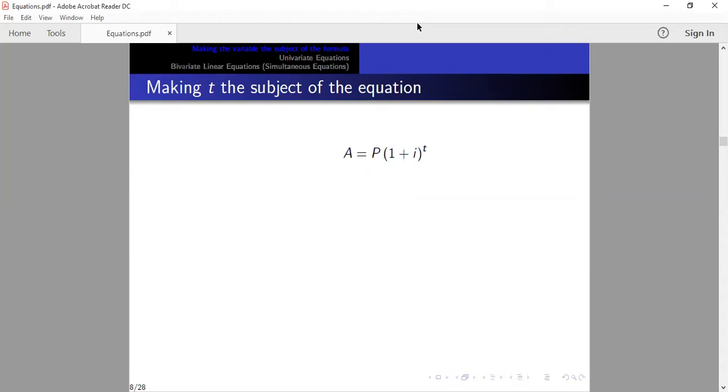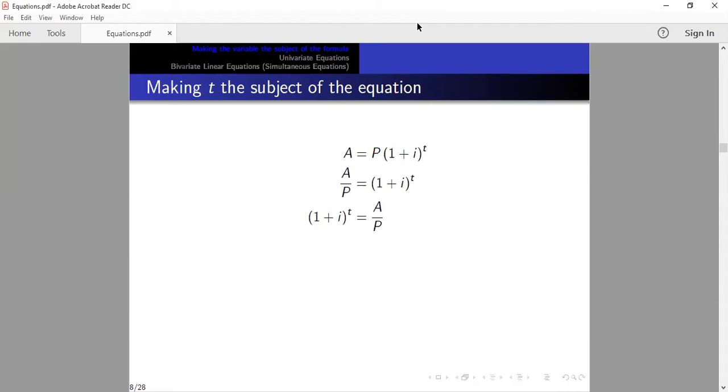Now, if we were to make t the subject, we've got a over p. Again, the furthest from the variable t is not I, it is p. So we divide by the value which is the furthest from the variable, and then we divide by p.